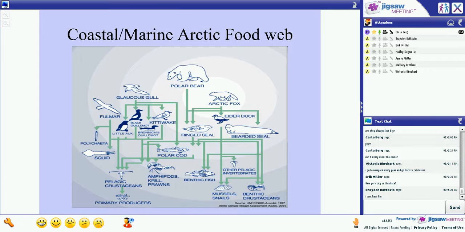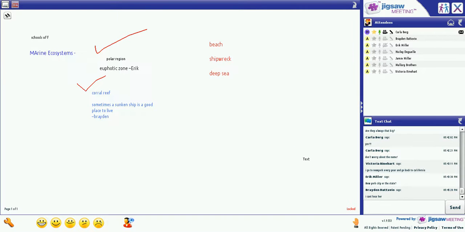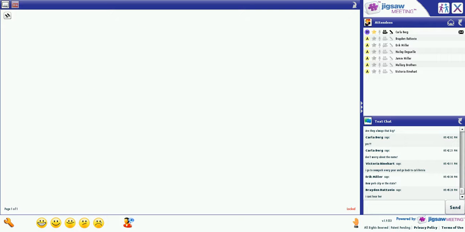Okay, now we are going to come up with your own food web. I want you to come up with a food chain or a food web. I'm unlocking your whiteboard now so that everyone can write. It does not need to be a marine food web. I just want you to come up with a food web.